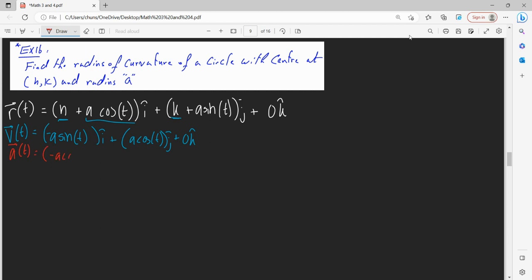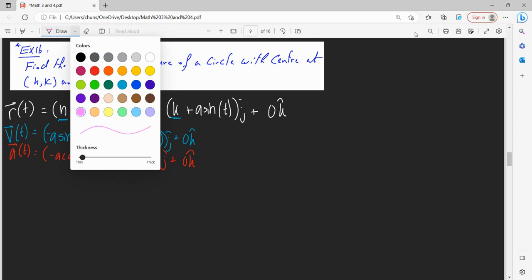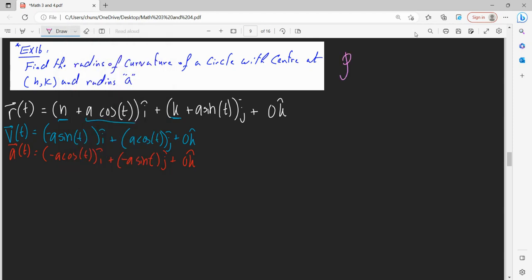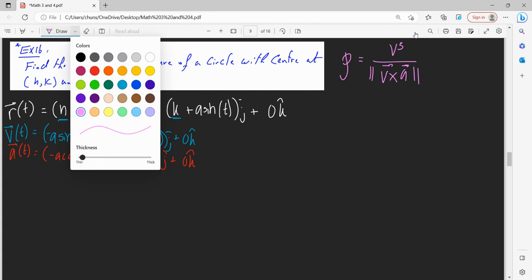And this is negative a cos t plus negative a sine t j plus 0k. Okay, so we know for our radius of curvature, we are going to need speed over the magnitude of the cross product of velocity and acceleration. So we're going to need to find some of those values.